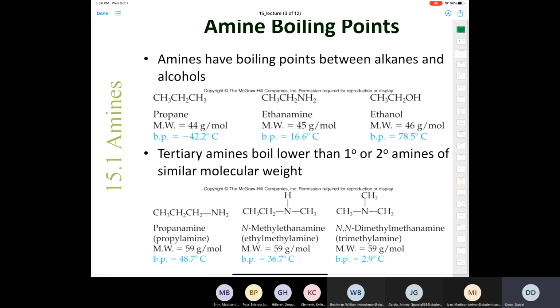So if we look at propane, ethanamine, and ethanol, which all have molar masses that are pretty close, from 44 to 46 grams per mole, you can see that we get quite a range of boiling points. We go from minus 42 for propane all the way up to almost 80 degrees for ethanol. And then ethanamine is somewhere kind of in the middle. It's around 16.6 degrees.